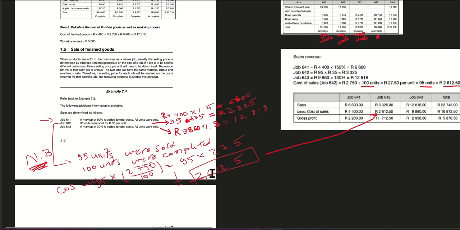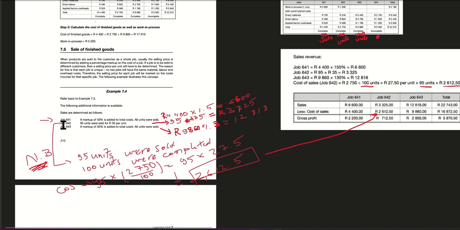The cost is 2,612. And as you can see here, that cost is put there. So you have the total of the sales. The sales were 3,325 minus the 2,612, which will give you the gross profit.